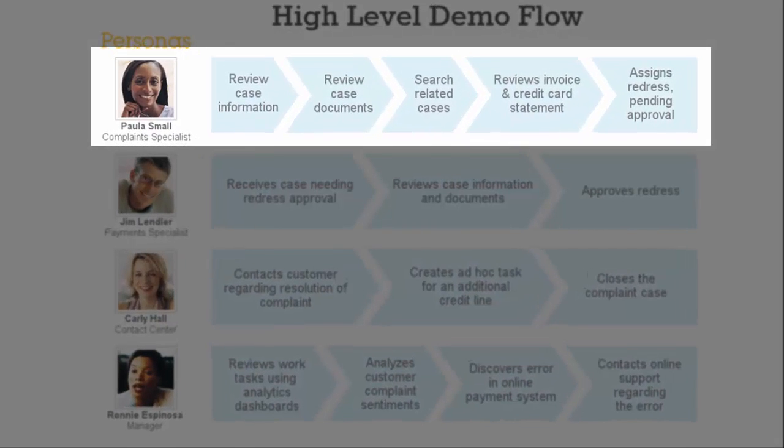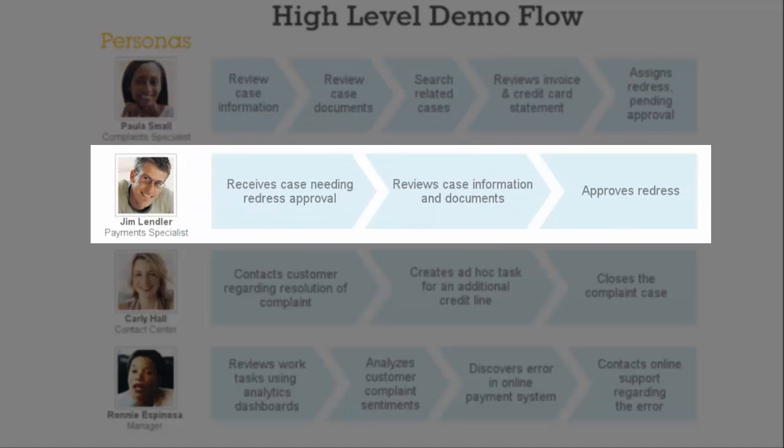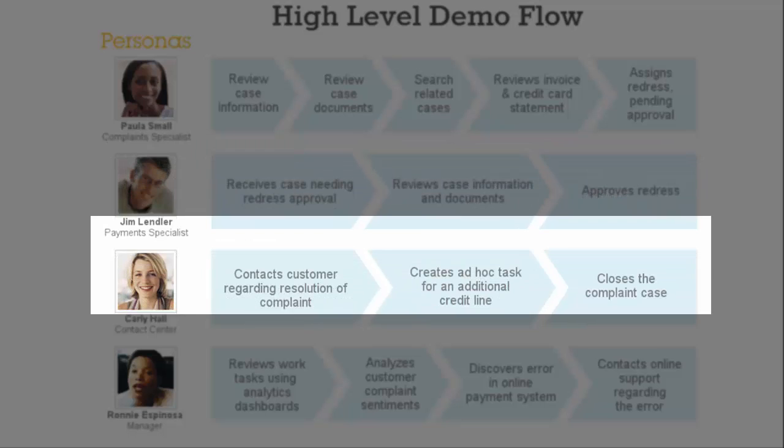Paula receives a complaint filed by the customer in her in-basket. She reviews the case information as well as past related cases for this customer. Paula reviews the invoice and is able to conclude that a redress is in order. The redress amount is above a given threshold, so Jim, the payment specialist, will have to approve it. He reviews the case information and approves the redress.